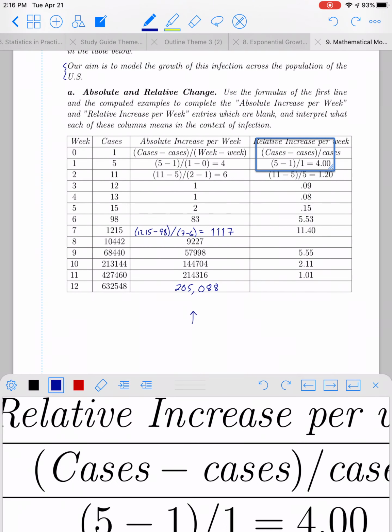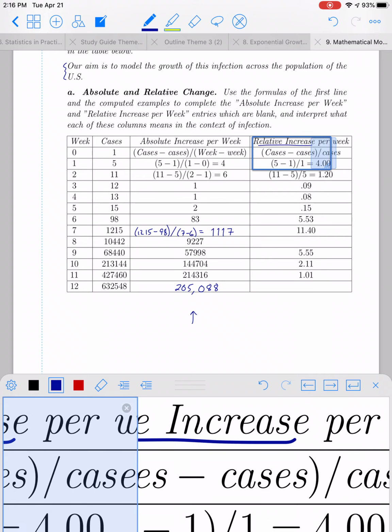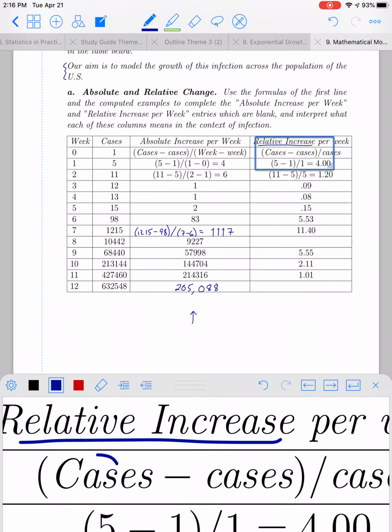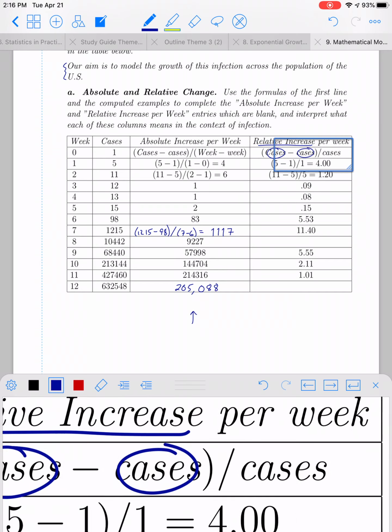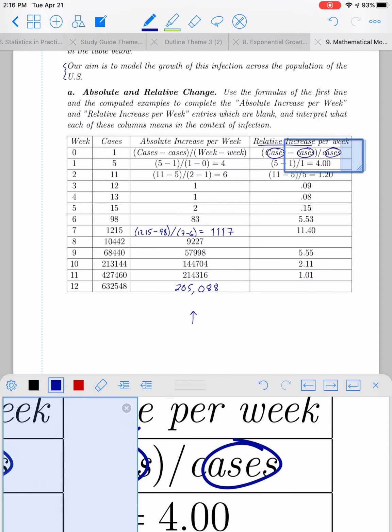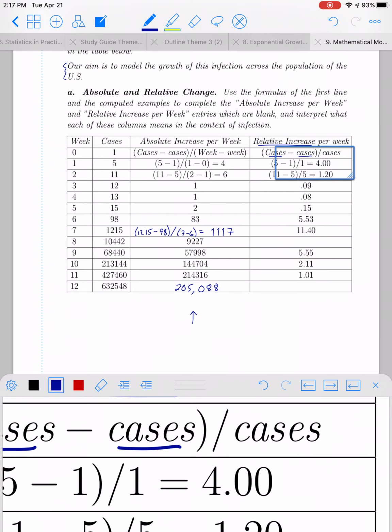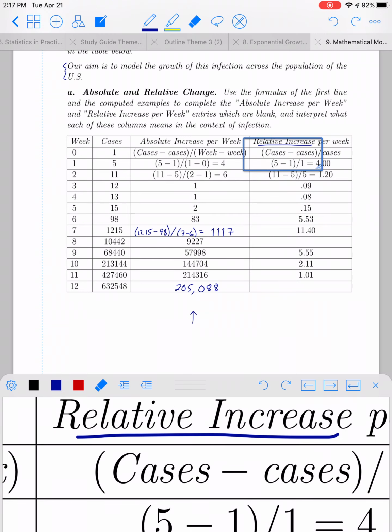So we move over to relative increase, or relative change. Remember that if we have a constant relative change, this suggests that we might be dealing with an exponential model. In order to come up with our relative increase per week, we'll do cases in the more recent week minus cases of the previous week, divided by cases of the previous week. In other words, that's new minus old divided by old. Same old relative change formula we've always dealt with.